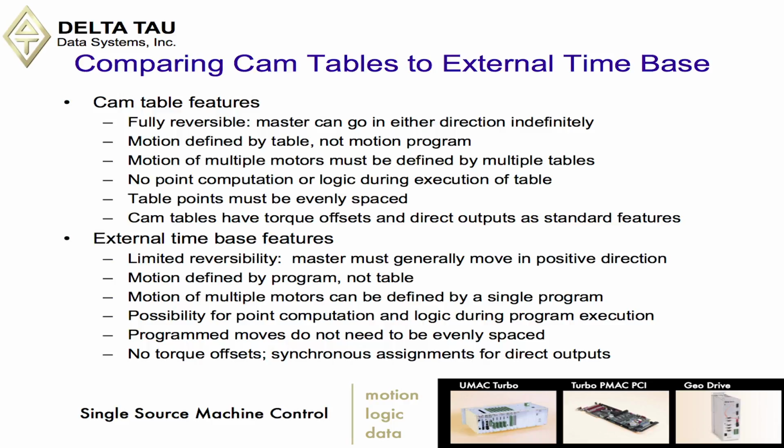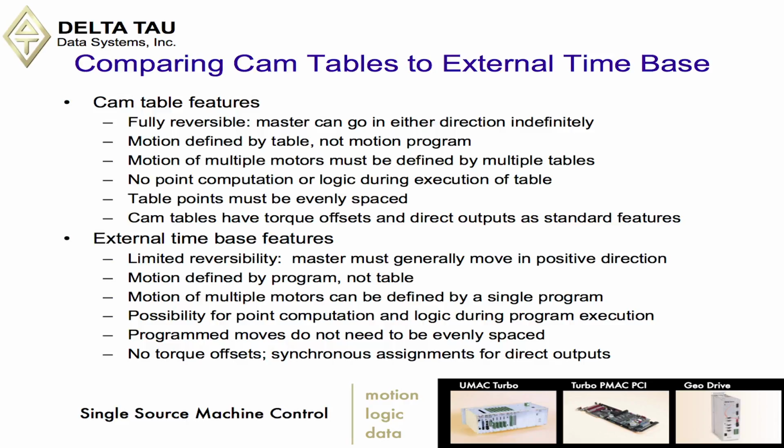And the motion is defined by a table, not a program. Motion of multiple motors must be defined by multiple tables, but you can have up to 256 tables, so that's not an issue. Because it's not a motion program that you're running to generate in time base to do an electronic cam, you don't have the ability to do any logic during the execution of the table.